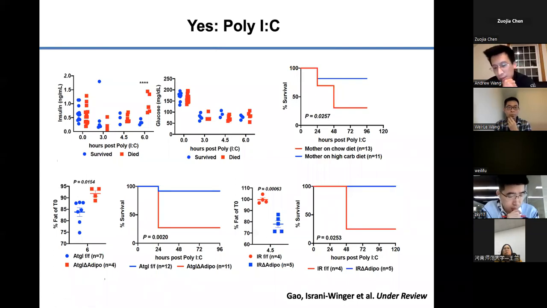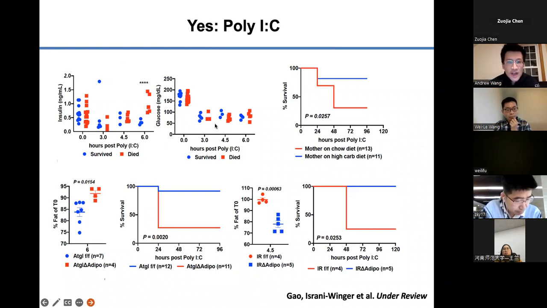So surprisingly, with poly-IC, the answer is yes. So this is poly-IC, as you know, is a viral mimetic of inflammation as opposed to LPS, which is a bacterial mimetic. And I'm not going to go through all the data on this slide, but briefly, the same kind of higher insulin with the same glucose, the same manipulations with diet, the same genetic manipulations preventing fat loss or increasing fat loss, all led to the same observation that the mice that would die would be the ones that were slightly fatter.